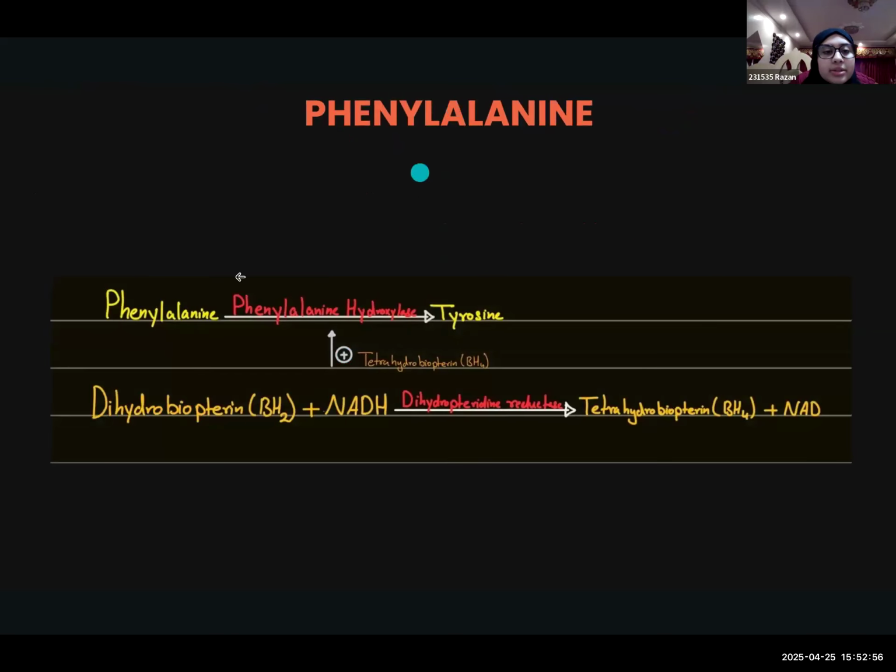So first, phenylalanine is going to be converted into tyrosine by the enzyme phenylalanine hydroxylase. And to be activated, this enzyme needs BH4. So if we don't have BH4, this enzyme won't work and we don't have tyrosine, and by that we can also have phenylketonuria. So how can we get BH4? From BH2, in the presence of NADH and the enzyme dihydropteridine reductase, we get BH4, and a side product is NAD. So make sure you know that the phenylalanine hydroxylase enzyme needs BH4.